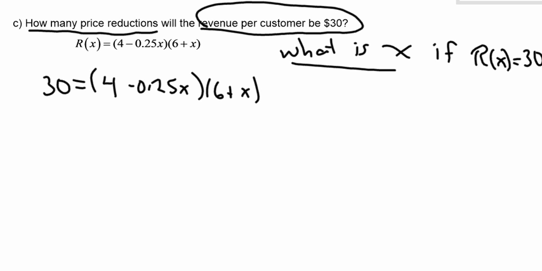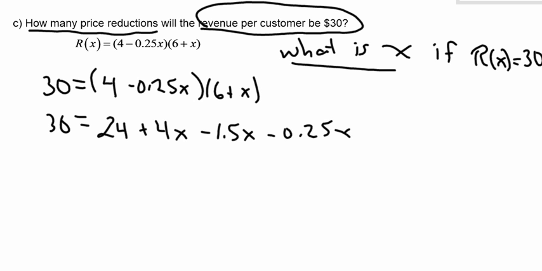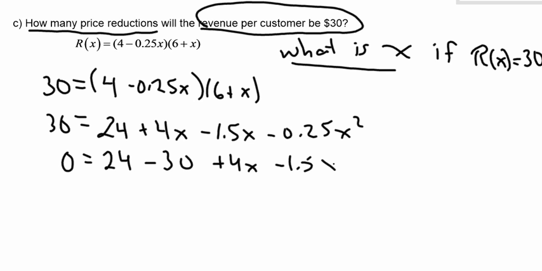Sorry, if I knew better how to edit videos, I wouldn't have so many oops in them. So again, what I have here is a quadratic equation, and I have to solve for it. So I'm going to expand and do FOIL, multiply these binomials together. So 4 times 6, 4 times x, negative 0.25 times 6, and negative 0.25x times x squared. And then move everything to the right-hand side. So I'll have 24 take away 30, and then positive 4x minus 1.5x, and negative 0.25x squared.